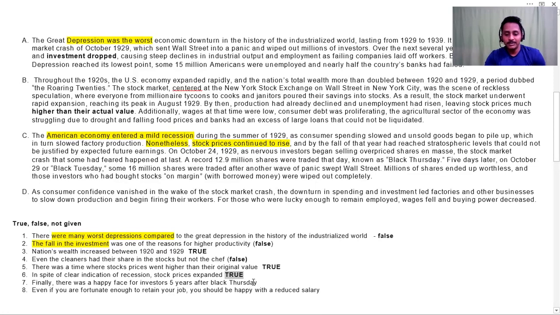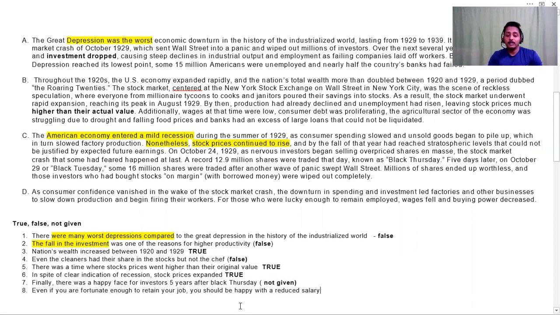Finally, there was a happy face for investors. 5 years after Black Thursday. Have they talked about what happened later after 5 years? Nothing has been mentioned. Adam eats 5 apples. Adam likes to dance. Nothing has been mentioned about what he likes to dance. Not false. Aparna, this will be not given. We cannot say anything because after 5 years, what happened, we don't know. 5 days later, not 5 years later. Correct? So this is going to be not given. Okay. A little tricky.